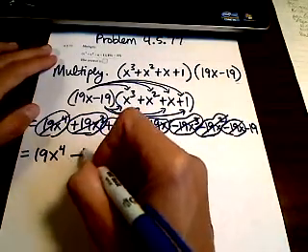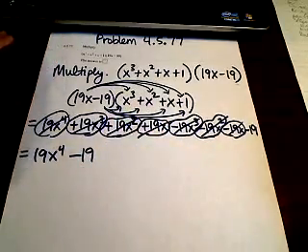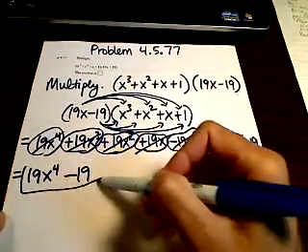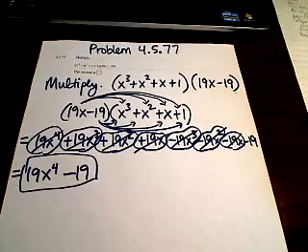And then we're just left with the minus 19. Okay, so this is your answer here. There's nothing more to be done. It's just 19x to the fourth minus 19.